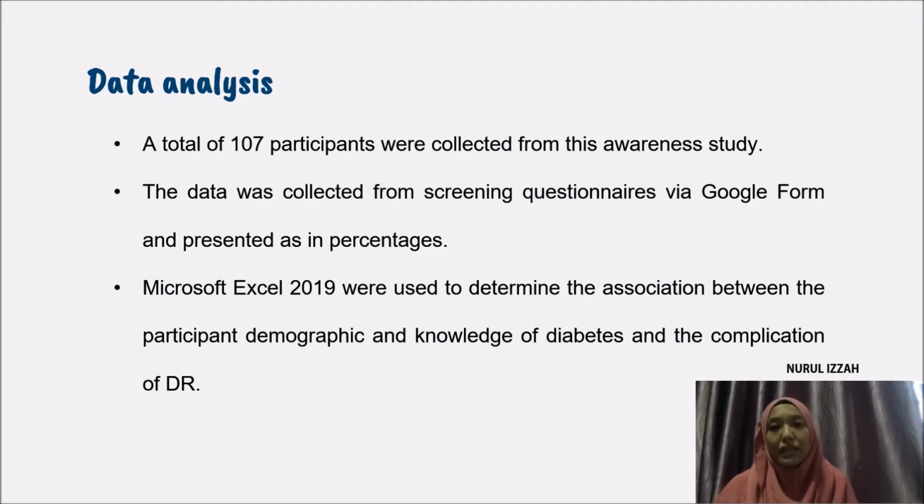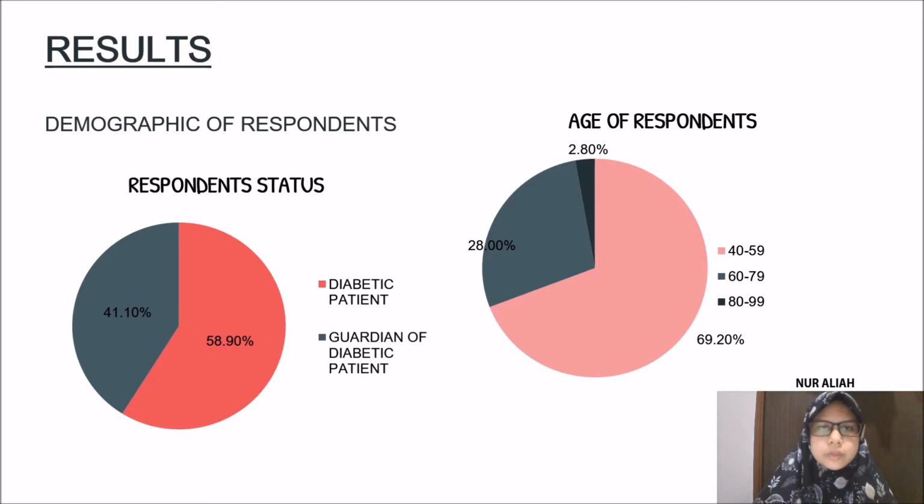For the results, there are three parts consisting of the demography of respondents, general health and lifestyle, and lastly the knowledge of diabetic retinopathy. A total of 107 respondents were enrolled in this screening, with 41.1% having diabetes and 58.9% being guardians of diabetic patients.